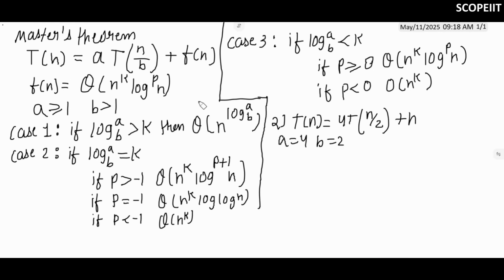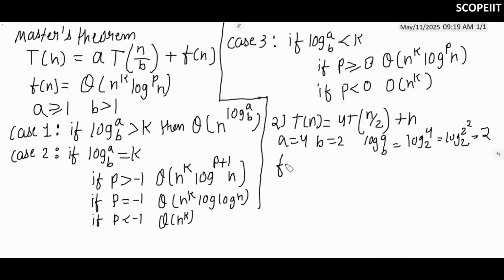So see here, a we compare here, 4, and b is my divide, that is 2. Now here if you find log a to the base b, log a to the base b is nothing but log 4 to the base 2. Okay, so 4 is nothing but 2 to the power 2. So it will become log 2 to the power 2 to the base 2. So 2 will go on the left hand side. It will be 2 times log 2 to the base 2. Log 2 to the base 2 is nothing but 1. So log a to the base b is 2.